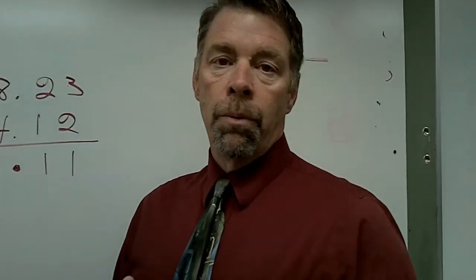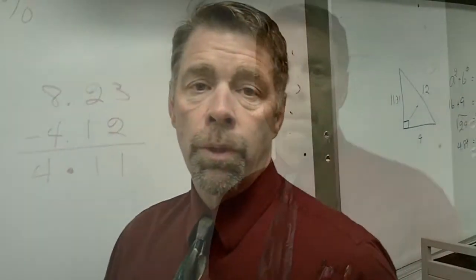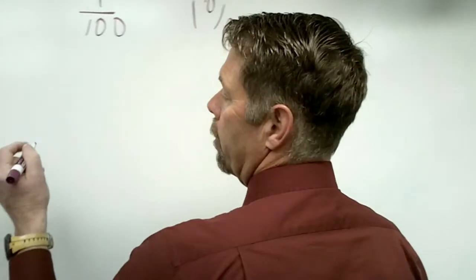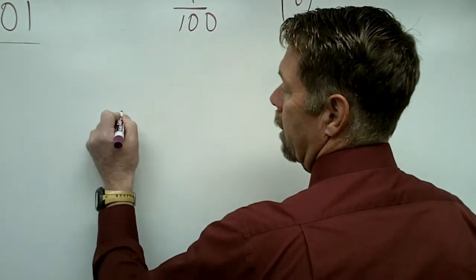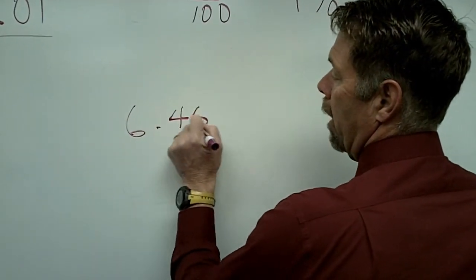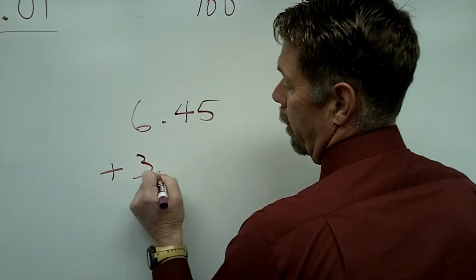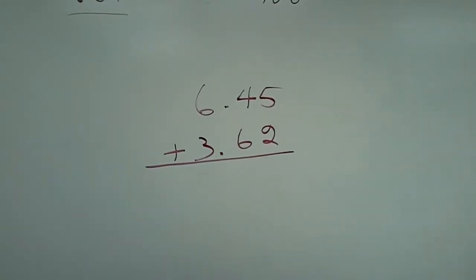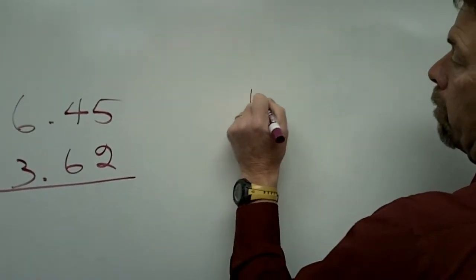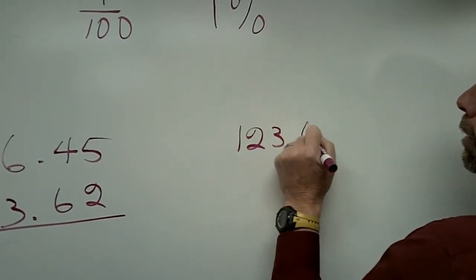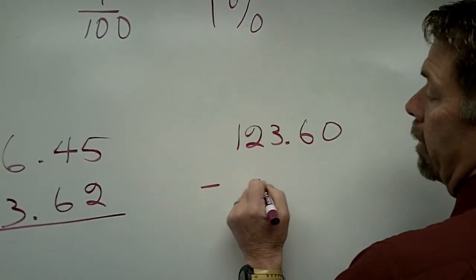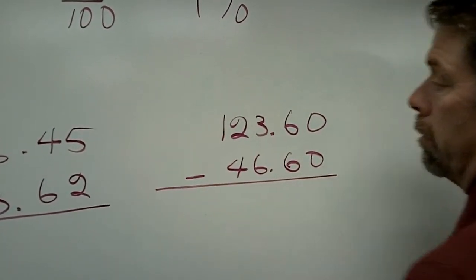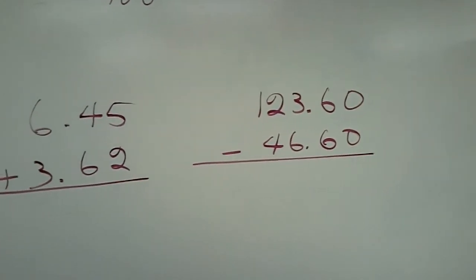So now let me put one on the board and you go ahead and try it. We're going to have you do one addition problem and one subtraction problem today, just to make sure that you've got how to do it. All right, so let's take 6.45 plus 3.62, and we'll take 123.60 minus 4.12. So go ahead and do those on your own.